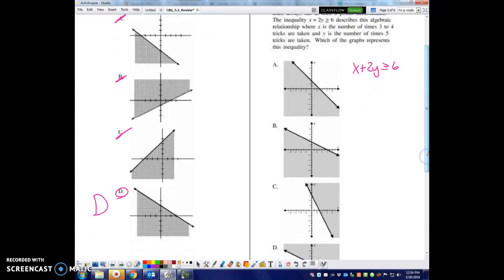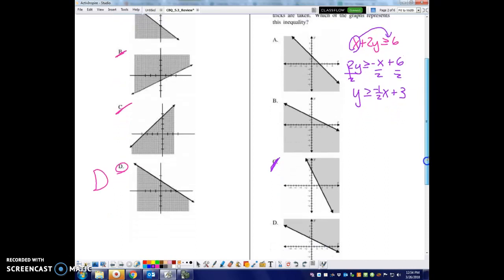Well, all we're going to do is change that to y equals. So we need to move our x. So we have 2y greater than or equal to negative x plus 6. Divide them all by 2. We have y greater than or equal to negative 1 over 2 x. 6 divided by 2 is 3. So let's see. Do they all have a y-intercept of 3? That one doesn't. The rest seem to.